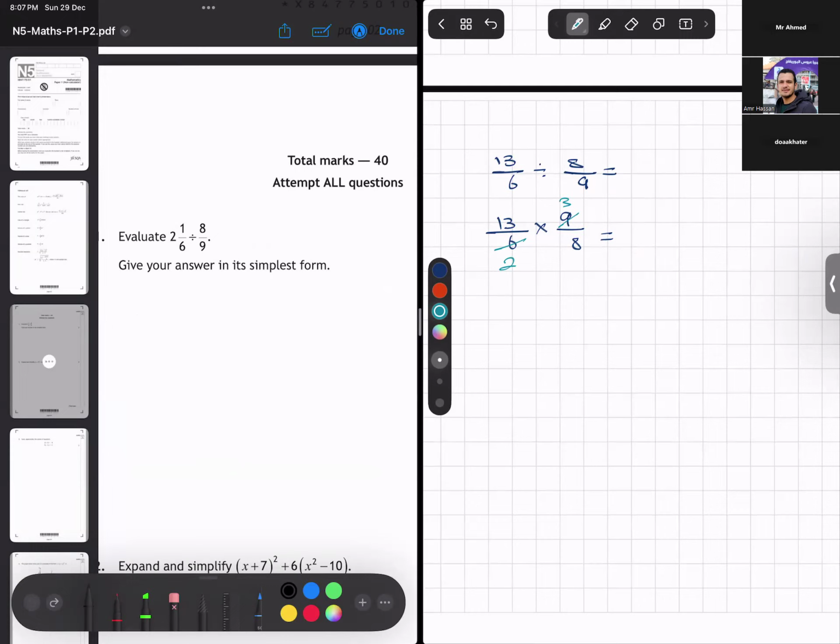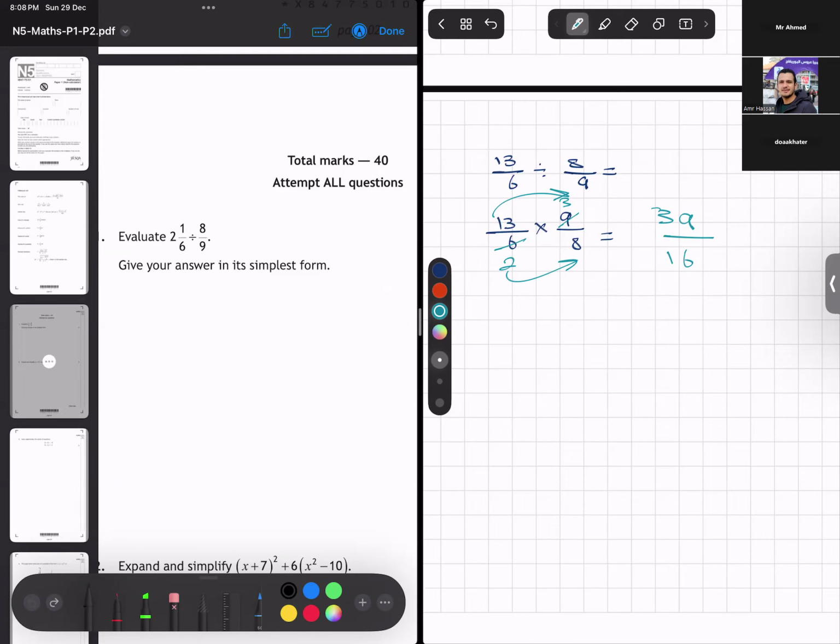So right now, what is 13 times 3? 39. Yeah, right. And then 2 times 8, 16. So it's going to be 39 over 16.